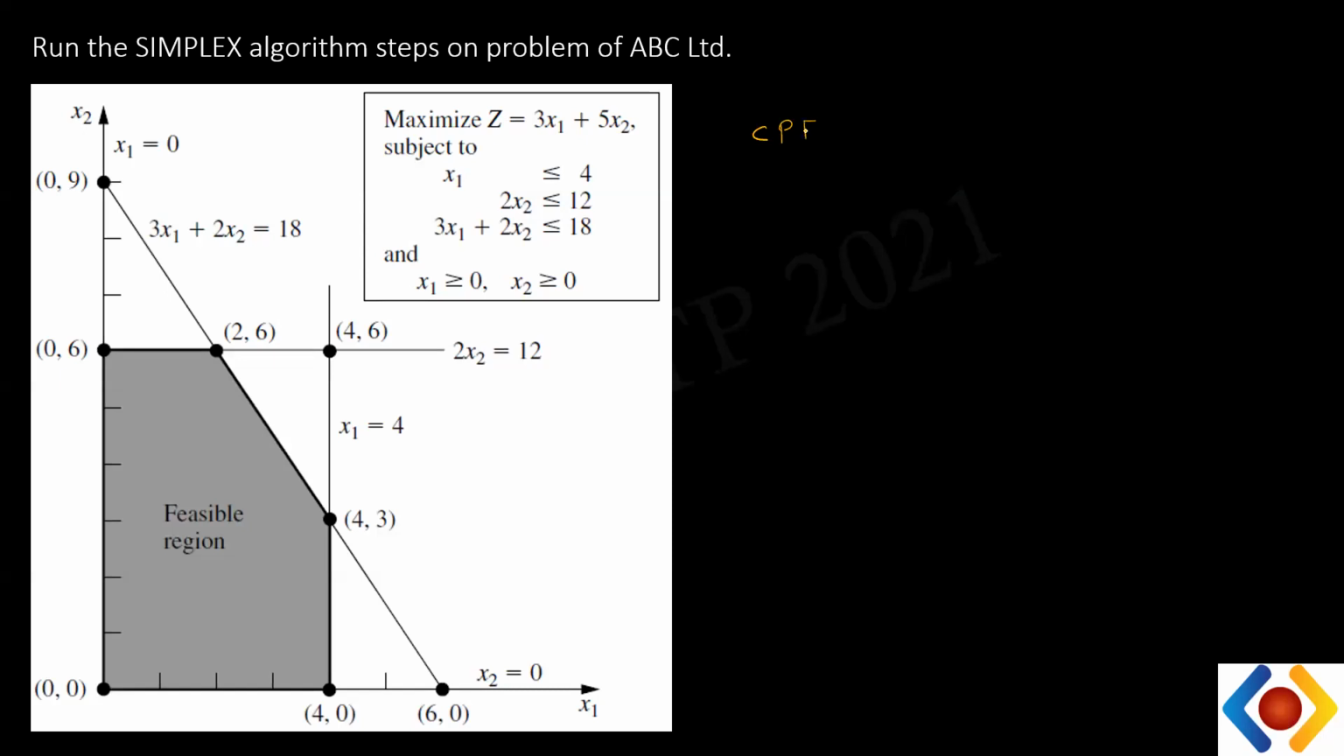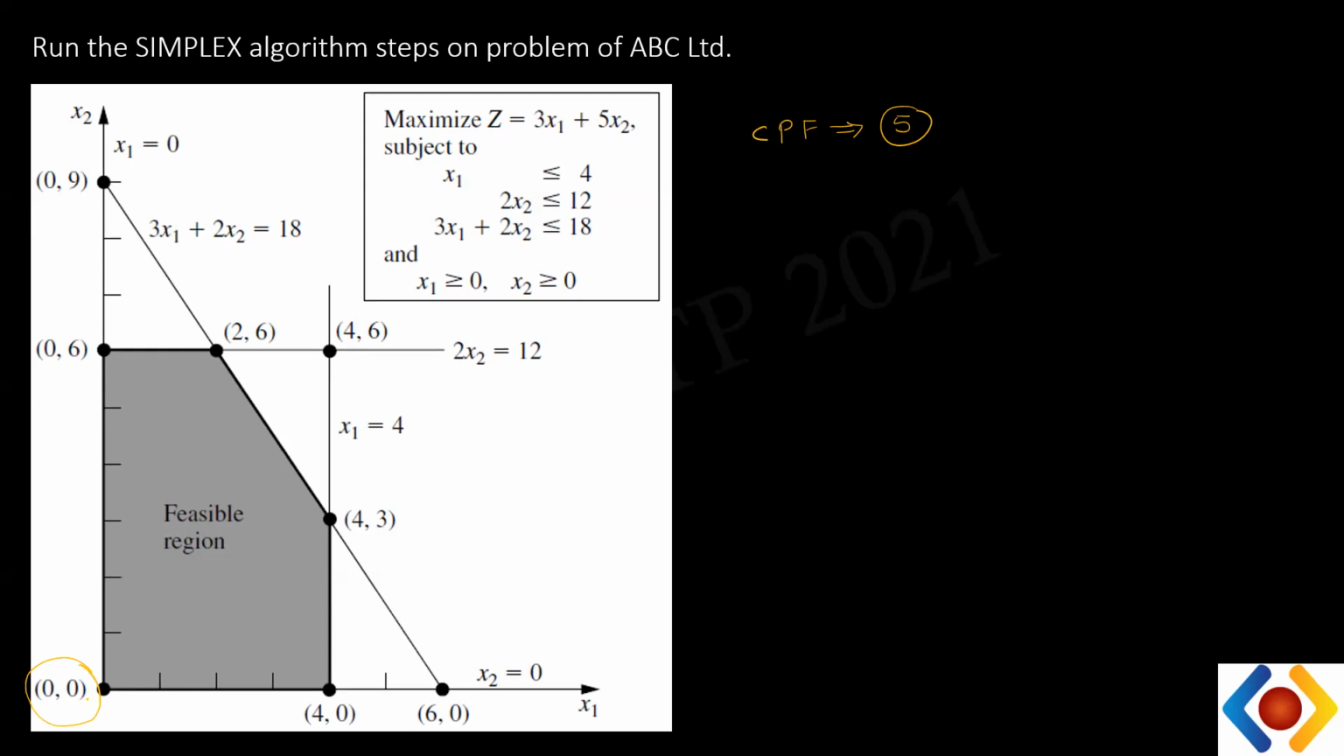How many CPF are there? 5. Okay, 5. Out of that, one I am going to select as my initial solution. Okay, initial CPF. Now as a rule in Simplex, we always start with 0, 0, the origin. The simple reason is I don't need to do any calculation. When I'm selecting this as my starting step, I don't need to calculate.